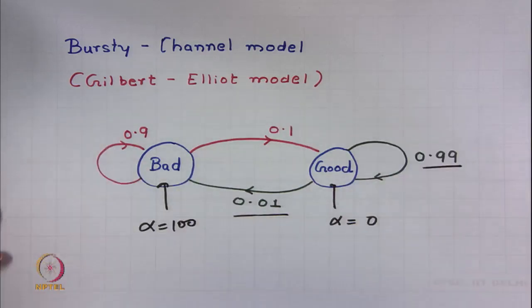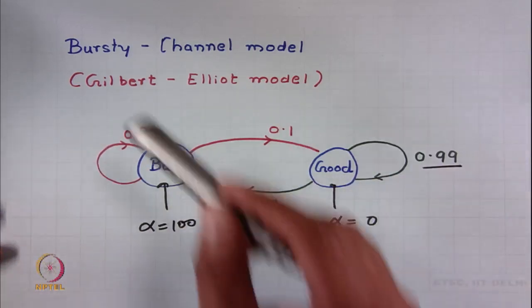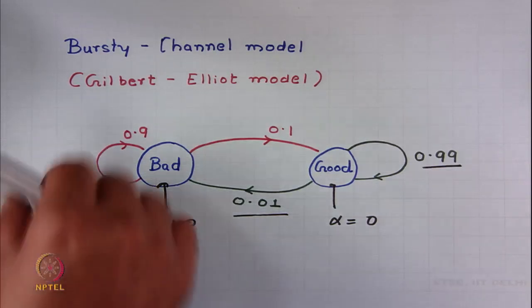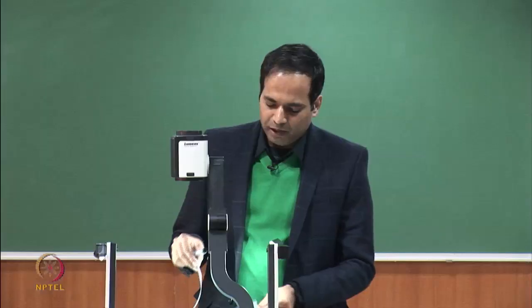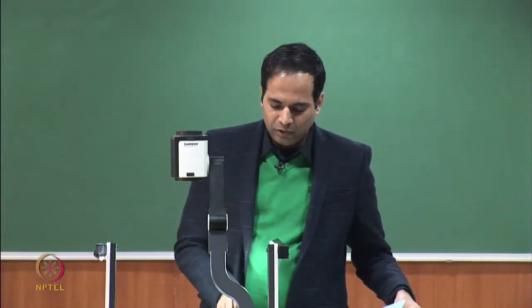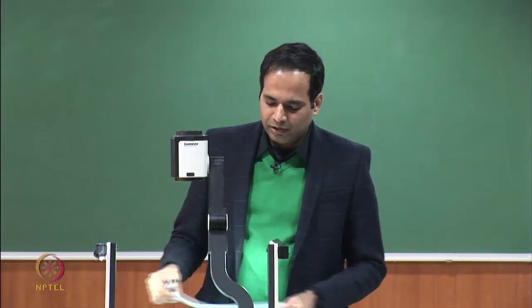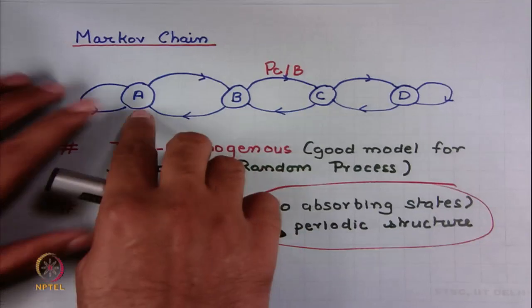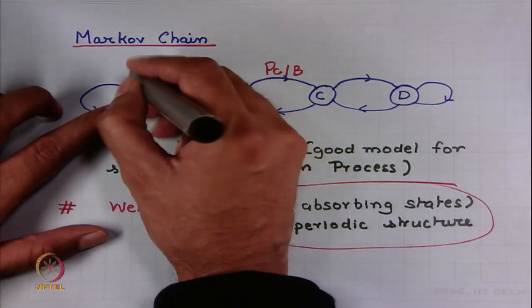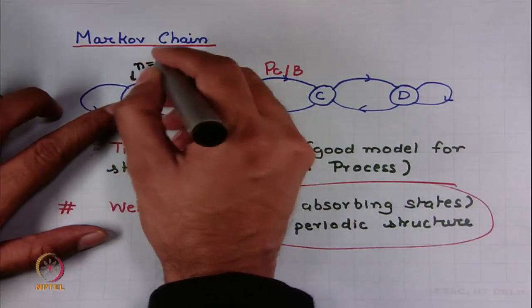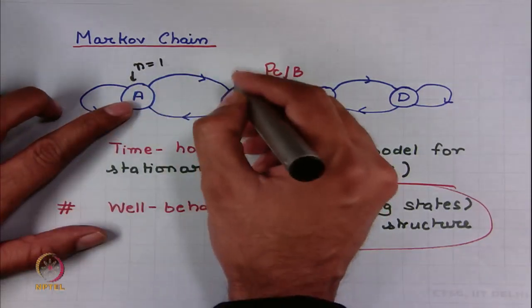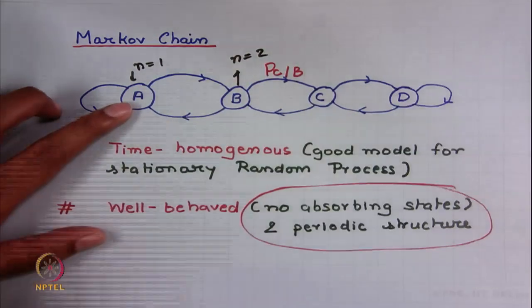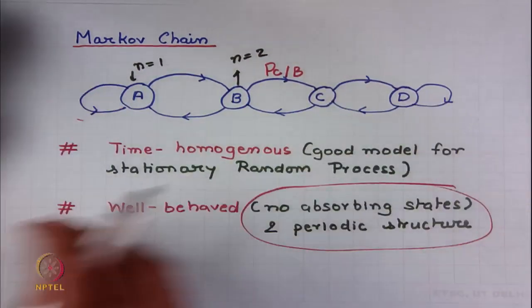So, very simple Markov chain model to emulate a bursty channel. Okay. What I have not said in Markov chain is that we also assume that this Markov chain is a discrete time Markov chain, meaning that if I am in this state at, let us say, time instance 1, I can go to this state only at time instance 2. So, I am observing this Markov chain at discrete instances of time.